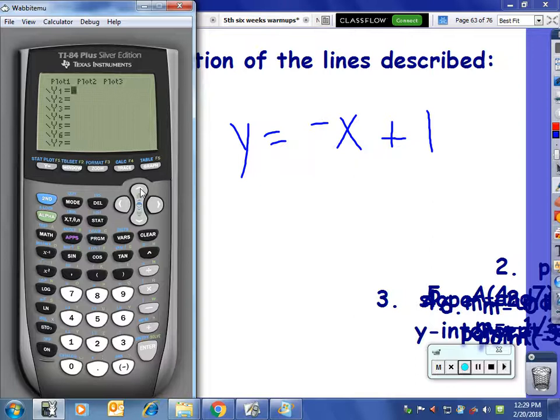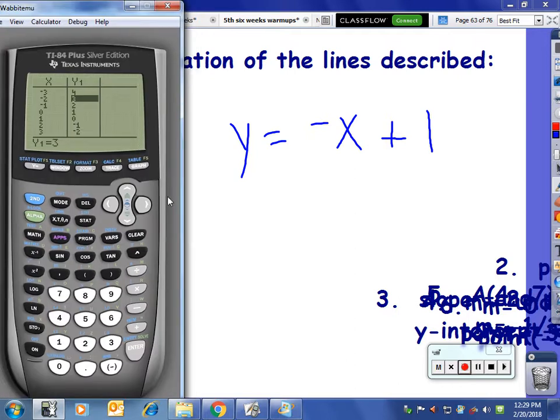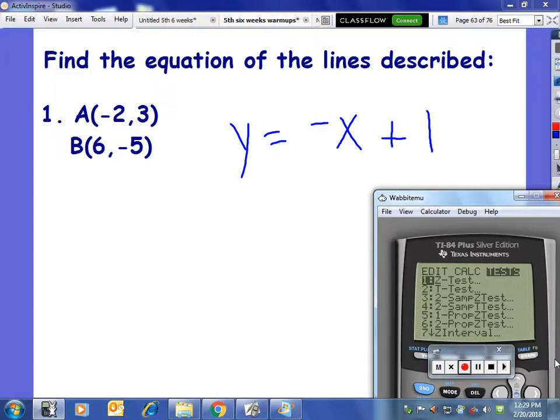The slope was negative 1 and the y-intercept was positive 1. And then I would check that both of those points that you were given are in fact in the t-chart. Negative 2, 3. There it is, negative 2, 3. And the other point was positive 6, negative 5. And there it is. Okay, if you didn't get it, then check to see you put the points in correctly. Stat edit, stat calculate. Now, how could I make this one a little trickier?